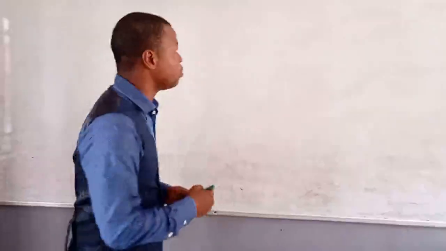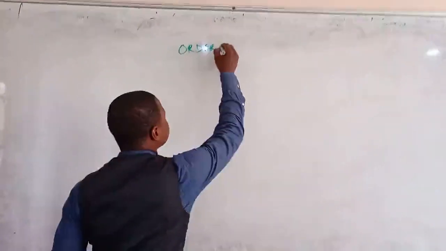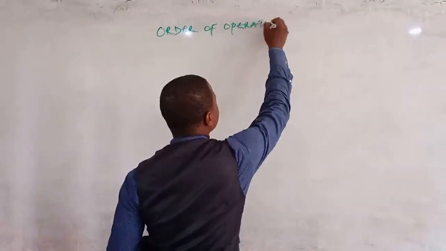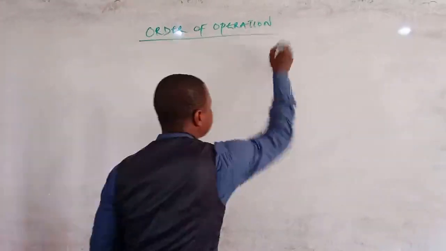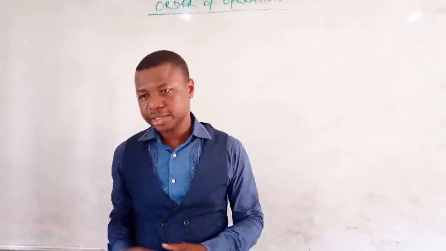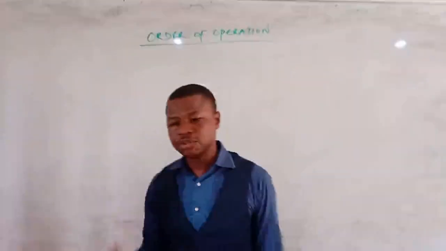So in today's video, we are going to be looking at order of operation. My aim is to start from the simple to the complex. And one thing you must realize in mathematics is that everything we do is guided by rules. There are rules and regulations that guide what we do in mathematics. So talking about order of operation, what is order of operation?